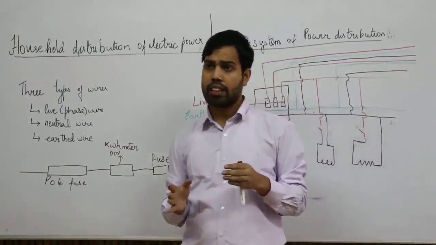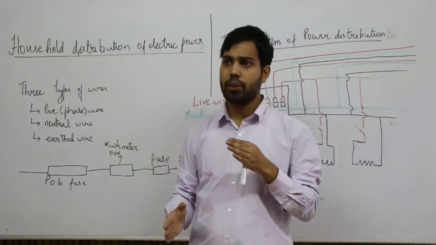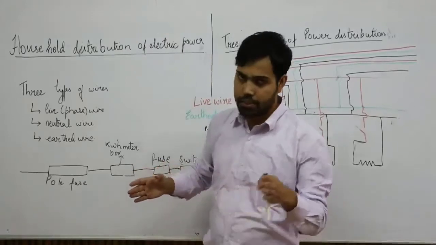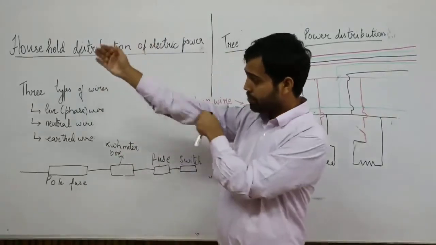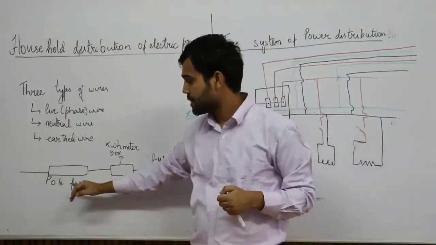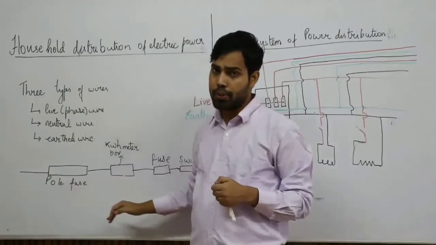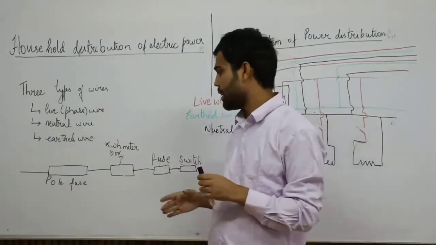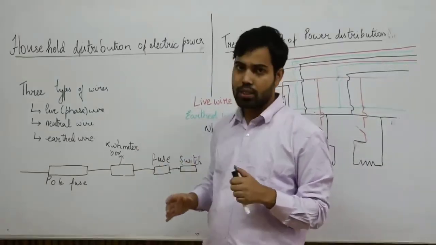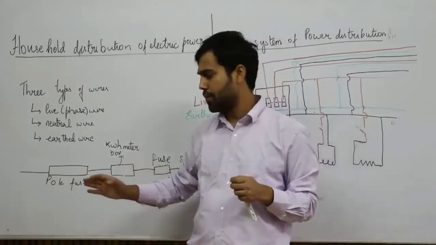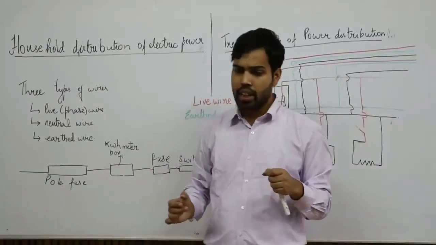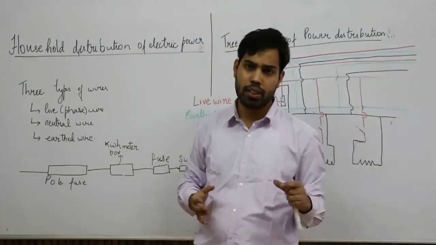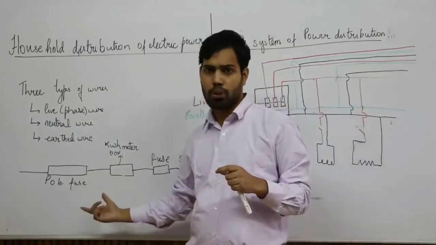Now before being connected into a house or the meter box of a house, the live wire coming from the external source is first fixed with a pole fuse. This pole fuse can either be present on the pole, or it is in the house but before the meter box. Now what is the function of this pole fuse? A certain amount of current is sanctioned to a certain house.